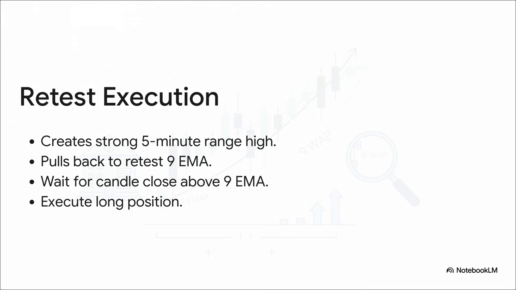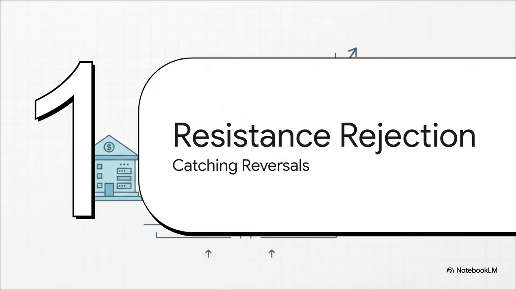We execute the long position right then and there, no guessing. Next up, section 4, resistance rejection strategy. Let's see how to mechanically execute a short position when the trend flips on us.